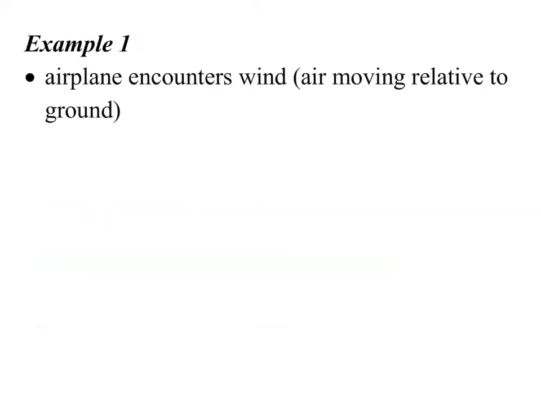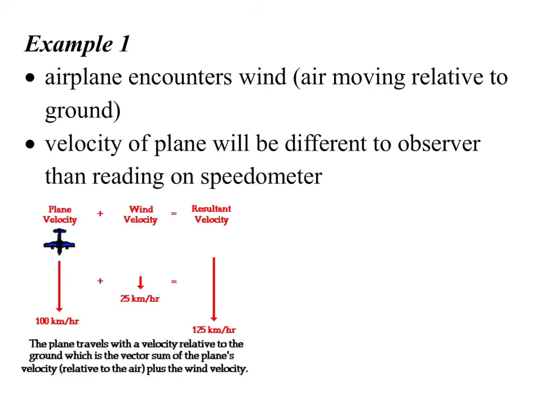So another example of this is when an airplane encounters wind, because of course how the airplane is moving relative to the ground might be different than what the speedometer reads for the airplane. So, for example, say we had plane velocity of 100 kilometers per hour south, and then the wind was also blowing south at 25 kilometers per hour. Well, that's going to help the plane now. And so the plane's speedometer tells it's going 100 kilometers per hour. It's actually going 125 because the wind is also pushing it, right?